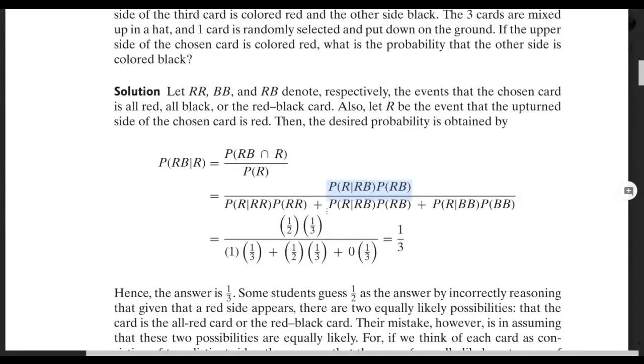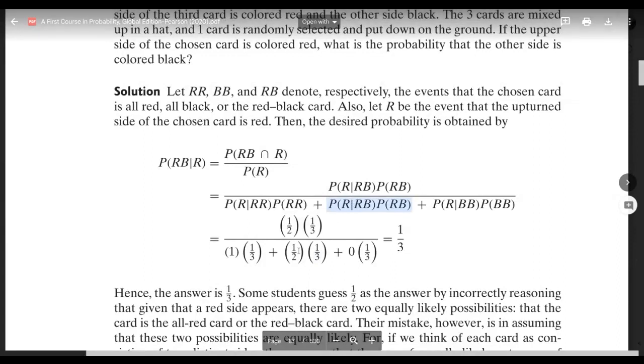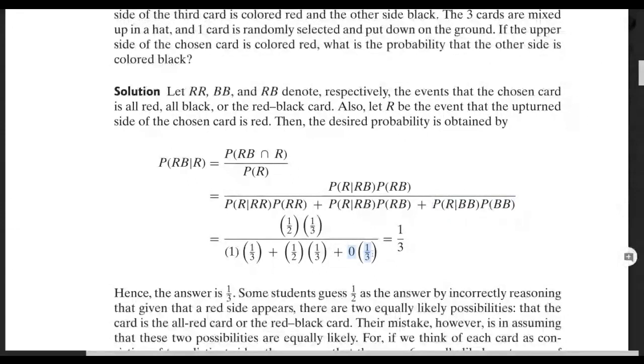So the probability of the third card is 1/3, and the probability for the third card to turn up red is half, because it's only black or red. The probability of the first card turning up red is 100%. The probability of getting the first card is 1/3. The probability of the third one is 1/3, and the probability of turning it up red is half. So this one is 0 because it's all black, no red. In the end, we calculate and get 1/3.